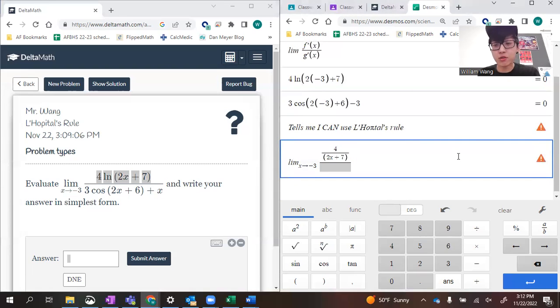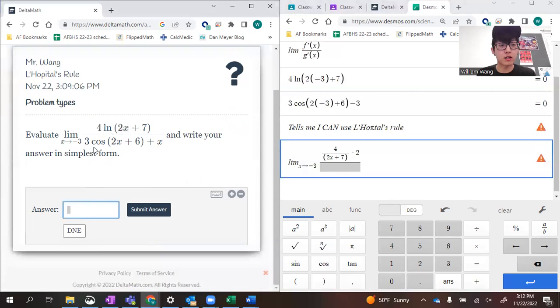Then I multiply by the derivative of the inside. My inside function is 2x plus 7, so the derivative of the inside is 2, and I multiply by 2. Cool. That's the derivative of the top. Derivative of the bottom, same idea. This requires a chain rule. Derivative of 3 cosine.